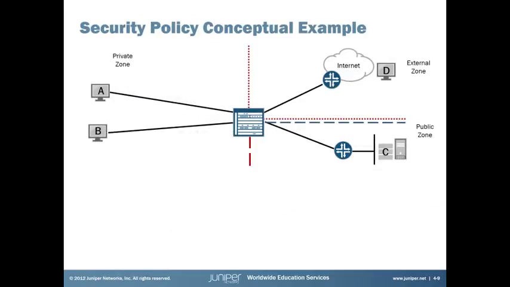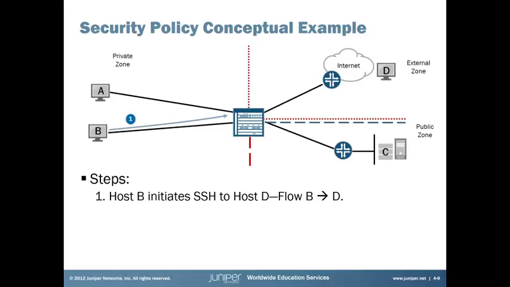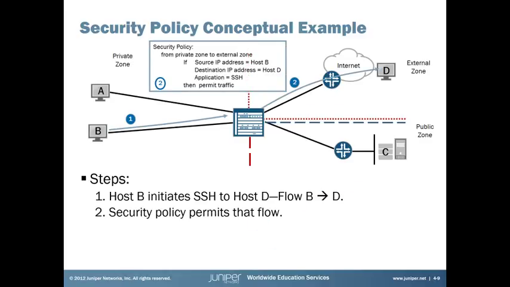Alrighty, so security policies, let's look at this example here. We've got a zone called the private zone, another zone over here called the external zone, and a public zone. Three zones. Host B initiates SSH to host D. Let's take a look at this. Host B is sitting there in our private zone, SSH to host D over there in the external zone. So the flow is from B to D.